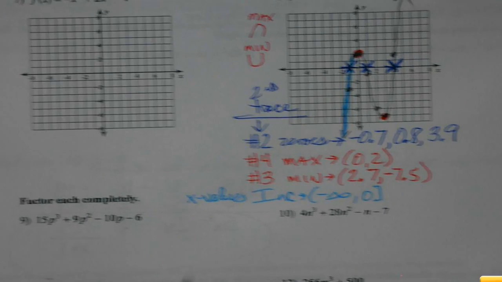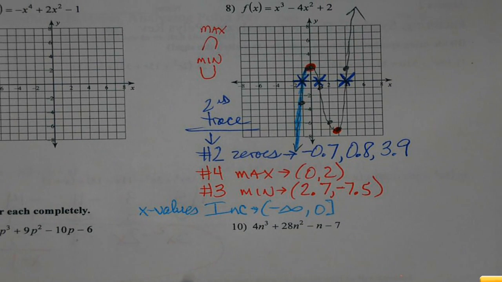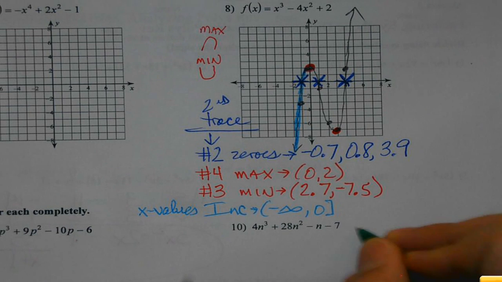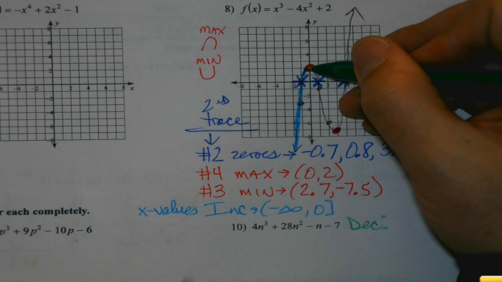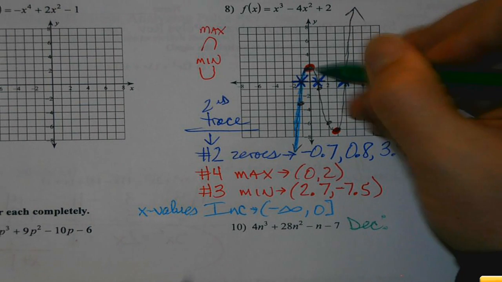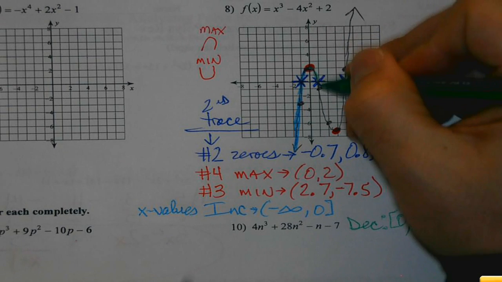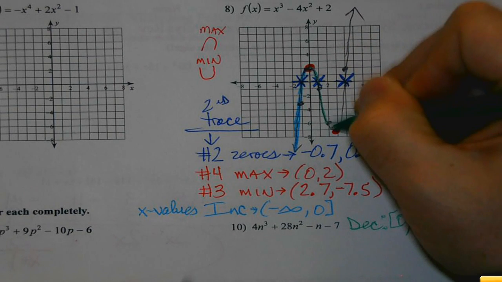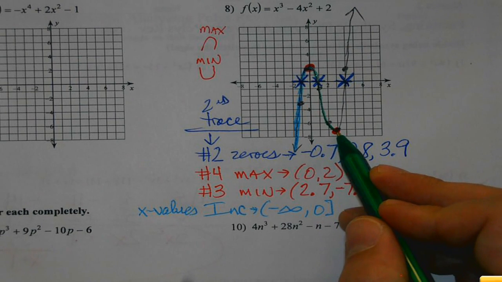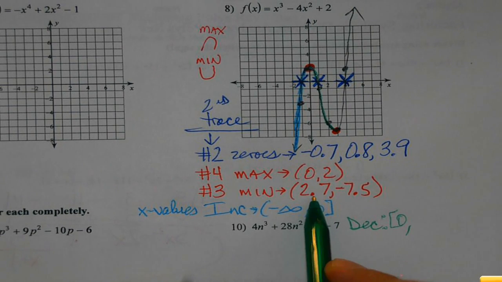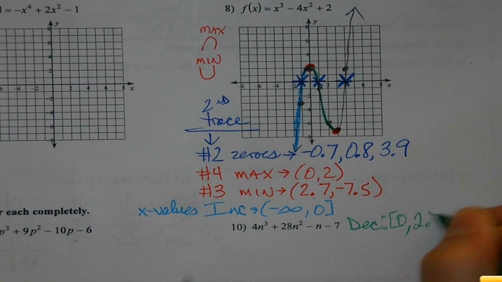Now, what I like to do is I kind of keep just working on the graph that I have instead of changing this up too much. So, I'm going to put my decreasing right below here. Once I start up here at 0, it starts to go down. So, start at 0 and I start going down. Well, I stop going down when I get to the minimum. Well, I don't know. What value is that? Use the x value of your minimum. 2.7.